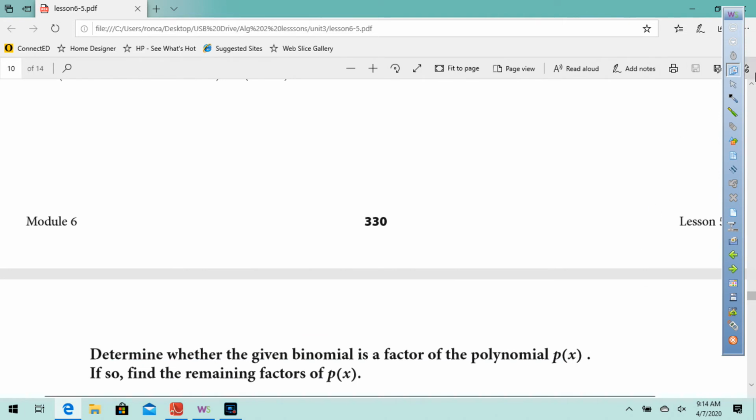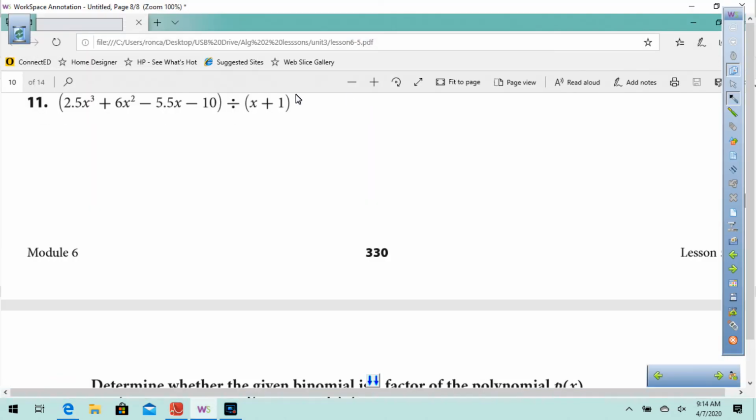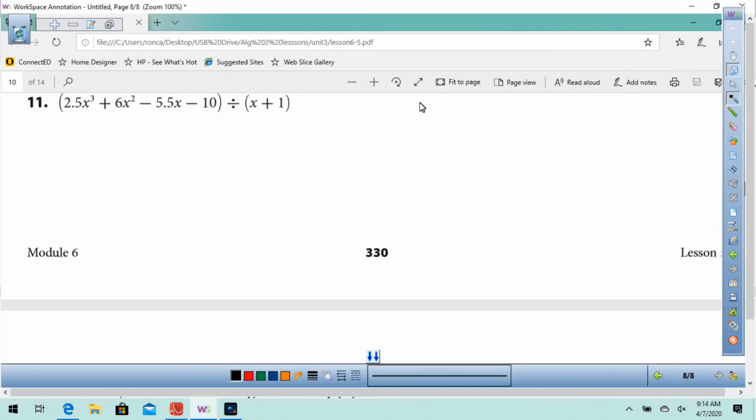Number 11. So here we go. x plus 1 equals 0, so x equals negative 1. Negative 1. 3, 2, 1. So we don't have to worry about that. We got 2.5. We have 6. Negative 5.5. And negative 10.